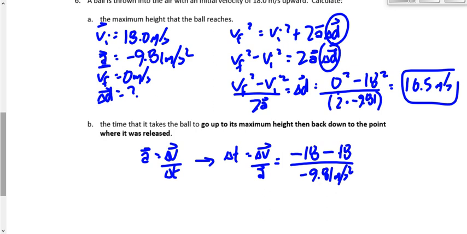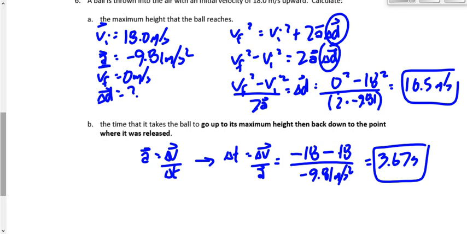How is VF minus 18? Because we're talking about the whole time, so it's going up and down. If it starts at 18 meters per second on the ground and it comes back down to the ground, how fast is it moving when it hits the ground? Minus 18. 18 in the negative direction, right? That gives me negative 36 divided by negative 9.81, which gives me 3.67 seconds.